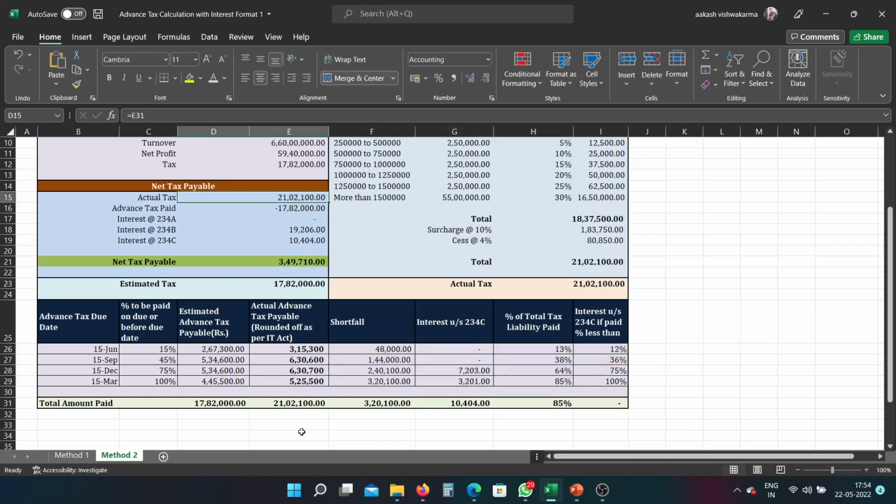In the net tax payable section, you can see the amount of actual tax minus total advance tax paid, then adding interest, we will have net tax payable, which we have to pay while filing our income tax return. That is how you can calculate advance tax, net tax payable, and interest if applicable.